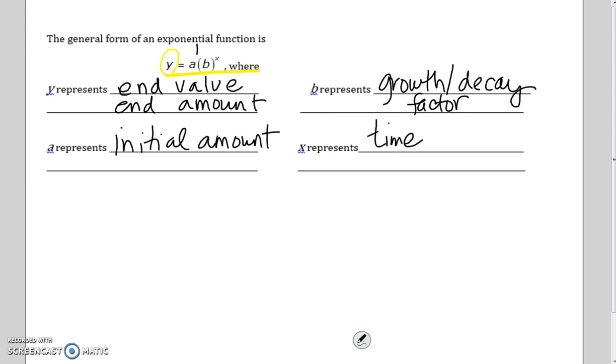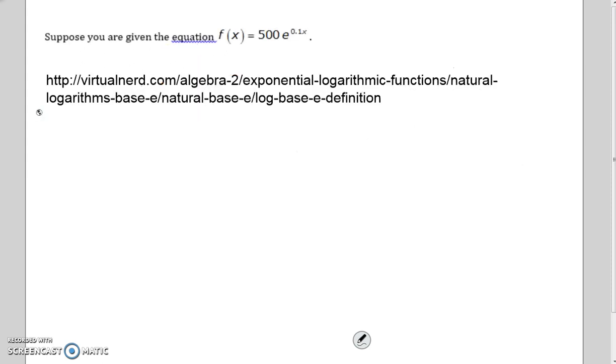This is the unit where we start using our Inspire. You are going to need your Inspire to be able to find the answers to these. If you don't have your Inspire, you need to do that first and foremost, because in this video I'm going to show you how to use your Inspire to get your answers to these problems. So the first problem they give me is f of x equals 500e to the power of 0.1 times x.